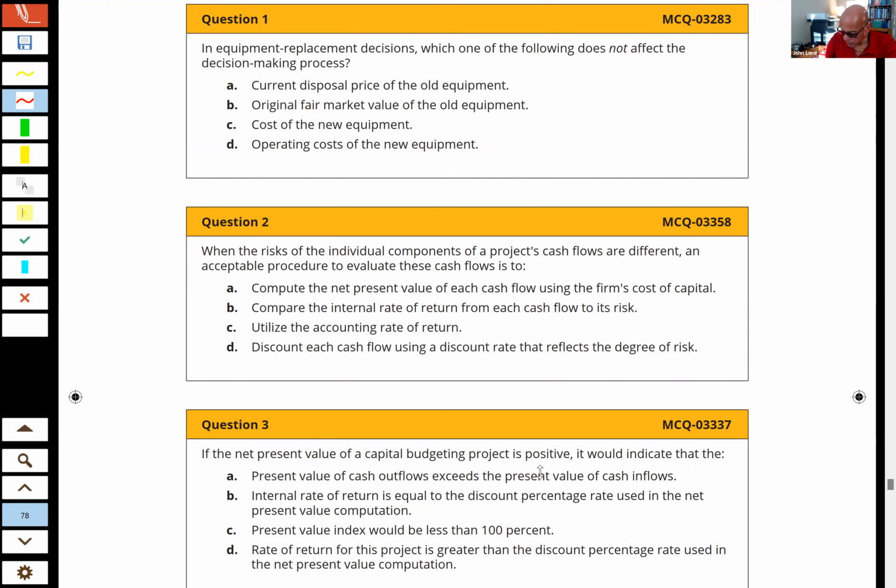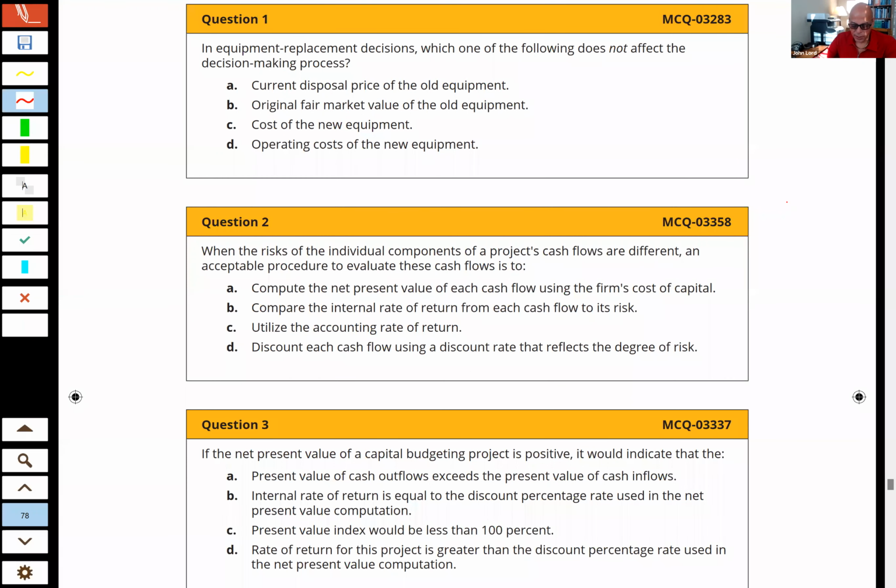Okay, looks like most of us have had a chance to try that one. And most of us got it right. There were a couple of folks that wanted A. So let's look at this question 1 and look at what they're asking us.